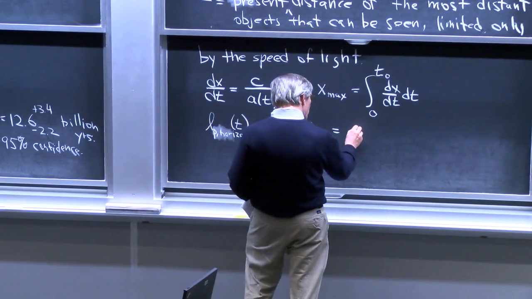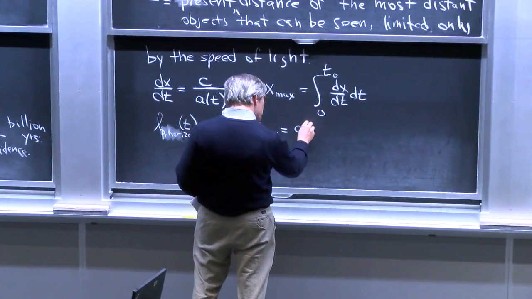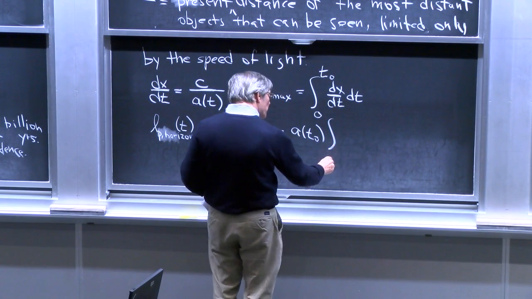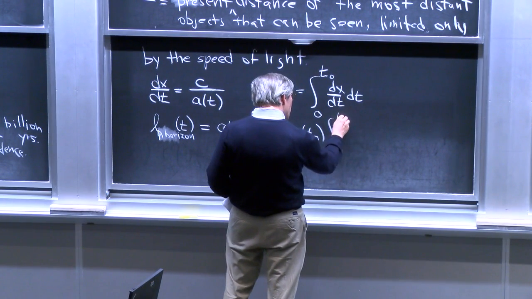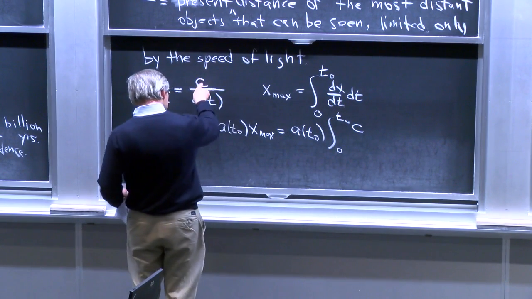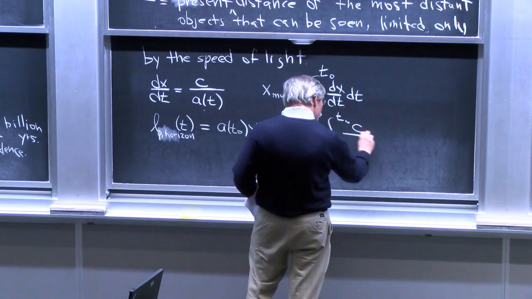or the final formula, just substituting in x max, will be a of t naught times the integral from 0 to t naught of dx dt. I'm going to substitute c over a of t.